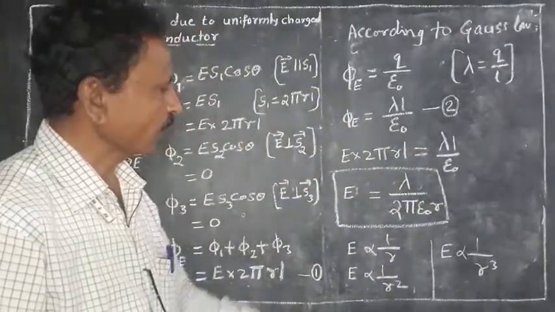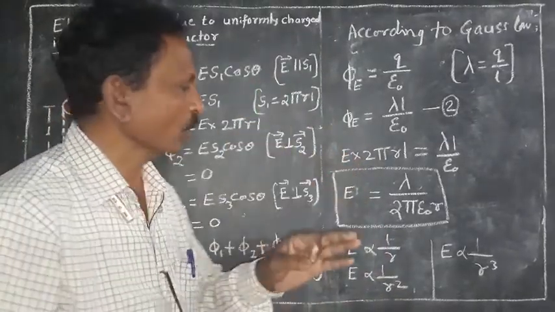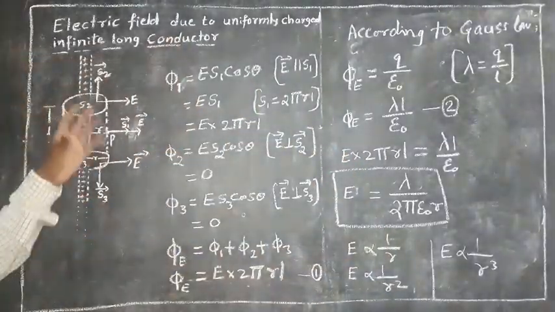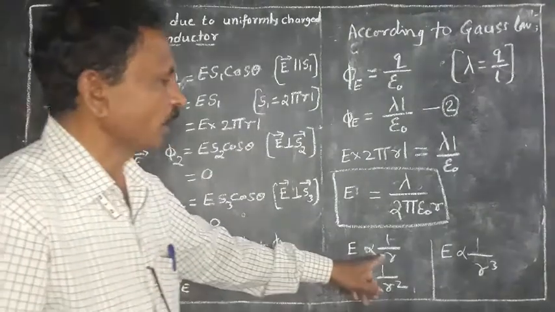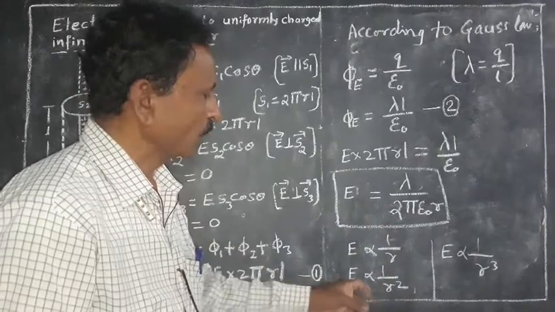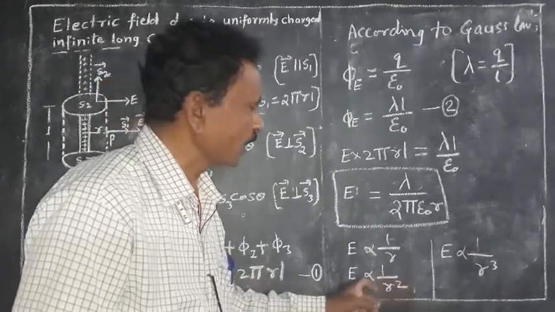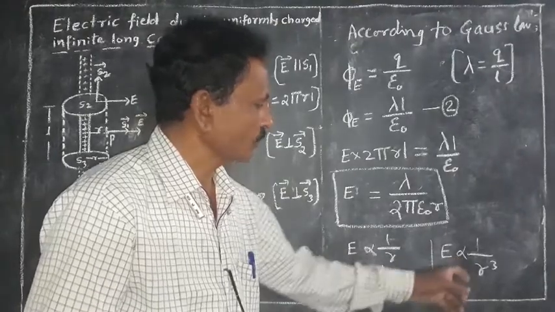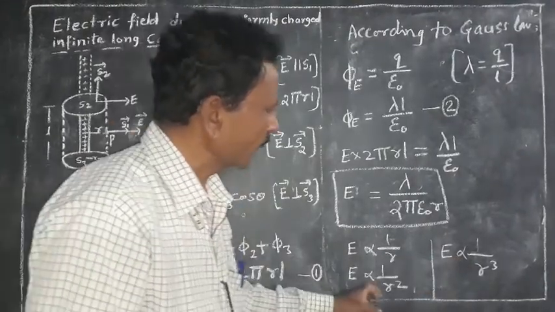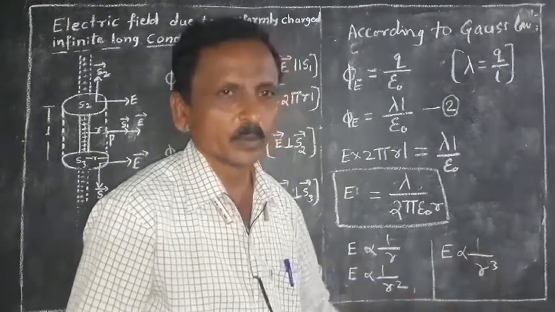Therefore, the electric intensity at the same point due to a uniformly charged long conductor is greater than the electric field due to a point charge, and this is greater than the electric intensity due to a dipole.